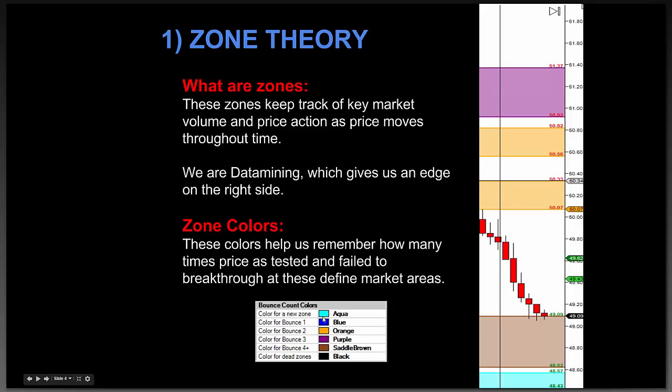As that bounce happens, the zones actually change color over time. The reason why we want to do this is so that we're able to keep track of how many times price has retested a level. Because the more times price retests a level, a lot of times the weaker and weaker it gets. But not all zones are created equally, so we really want to keep track of what's going on and why. Because this is like the hidden order flow.